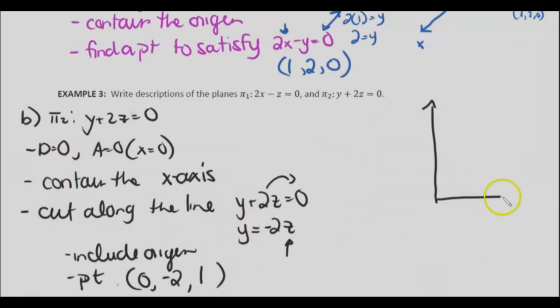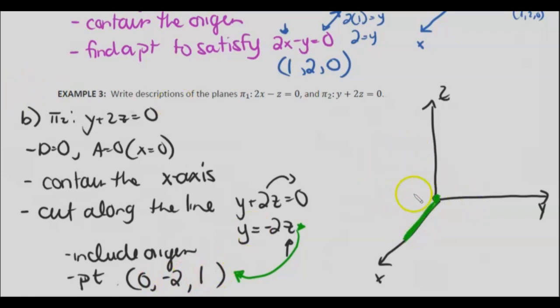So let's draw the positive x, y, z axes. Okay, we're going to change color. We are going to contain the origin, and we are also going to contain the x-axis, so we're going to contain this axis here. And we are going to cut along the line, but we don't really have to focus on the line here because we are going to join the origin and (0, -2, 1), and that's going to satisfy that.